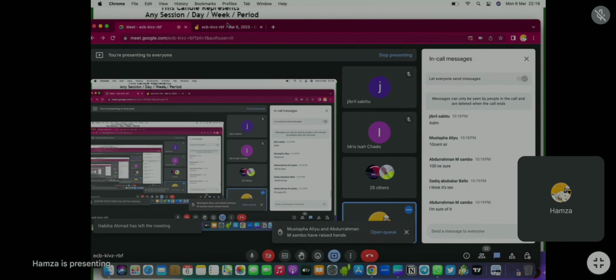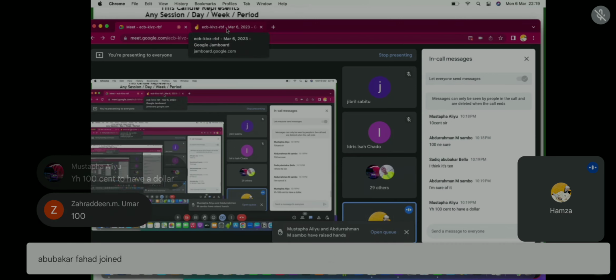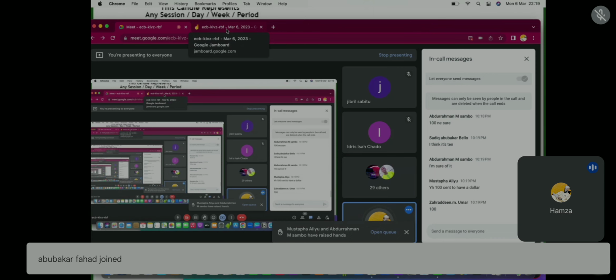We need to have 10 cents before we have a dollar. Yeah. I think we need to have 100. We need to have 100 cents before we have a dollar.